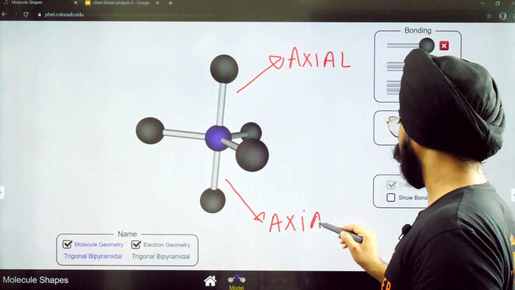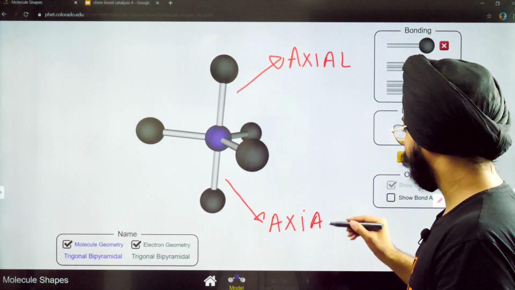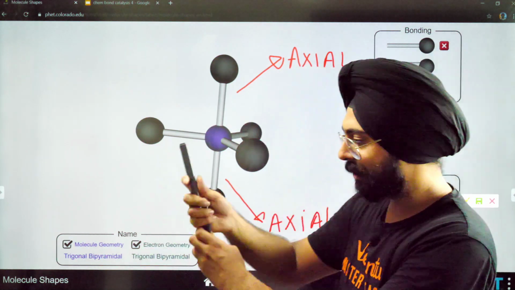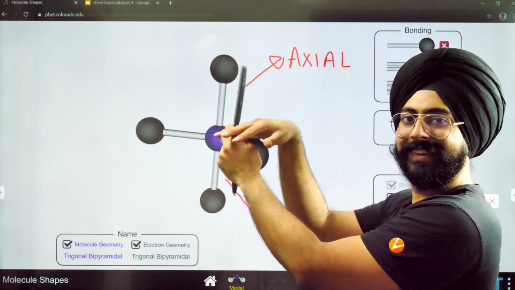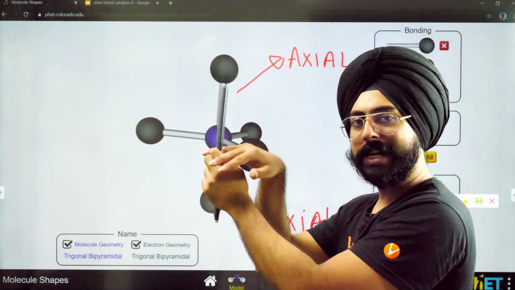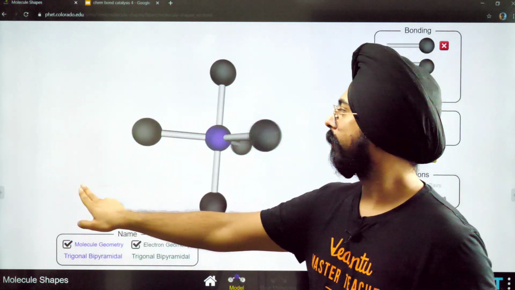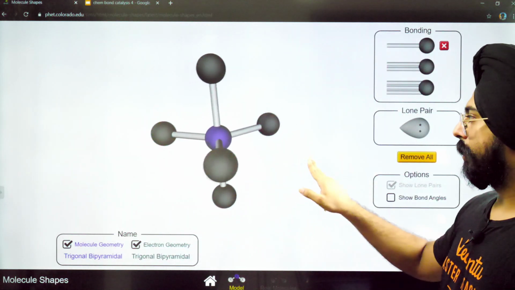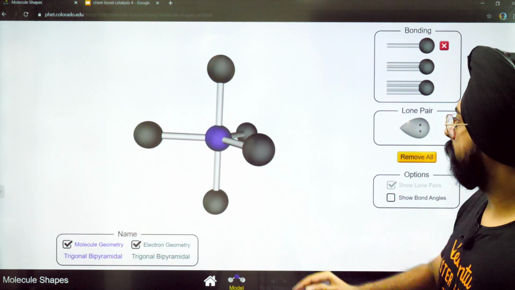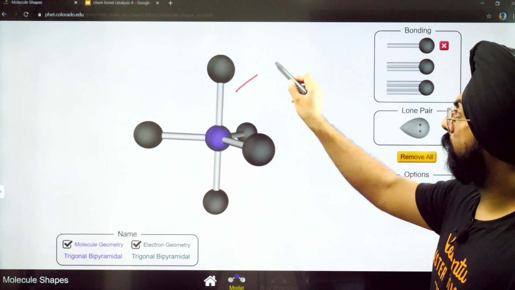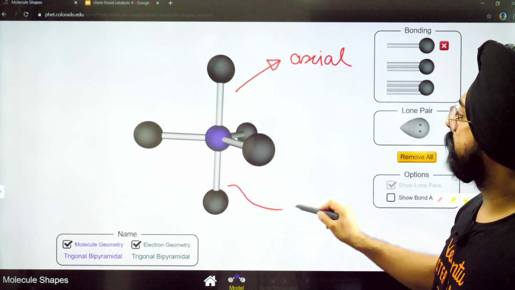Why an axial bond? Why do we call it an axial bond? Can you imagine that it exists on an axis? Can you imagine this axis, around which the molecule can rotate? Yeah, the trigonal base can rotate around this particular axis. Look, it will rotate nicely now. So those two bonds, the one on the top and one on the bottom, those are called axial bonds. Okay, so this is your axial bond. This is also your axial bond.